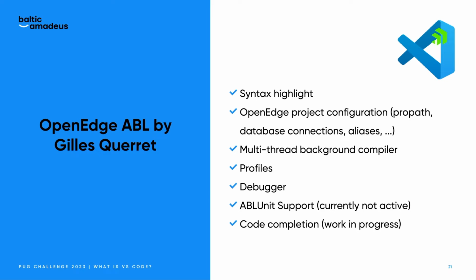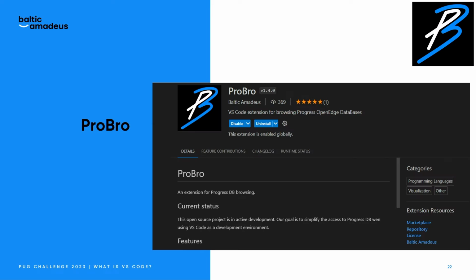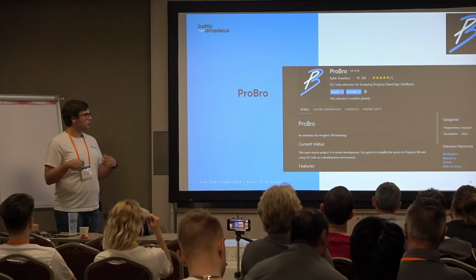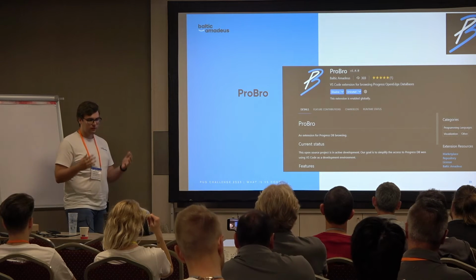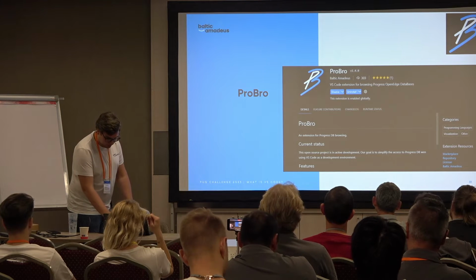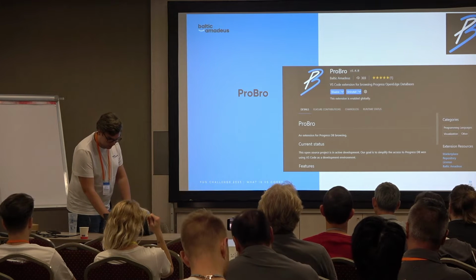Yeah, so this is just a mention, but I think you know about that from the last presentation. And this is ProBro, the extension we created last year. It's to access a database. As you probably imagine, for every OpenEdge developer, it's important to access a database. You cannot work without access to the database, to its data, its structure. So to enable the full potential of VS Code, you need this possibility to access the database. And we created it with this VS Code extension.